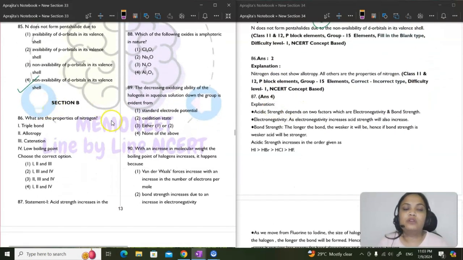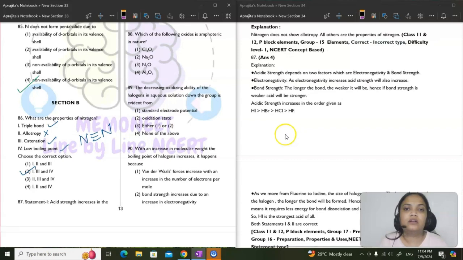Now let's move on to section B, which says what are the properties of nitrogen. Now again nitrogen, it forms a triple bond, students. This is true. Nitrogen में triple bond is there. All right. It shows the property of catenation and it has low boiling point, but it does not show the property of allotropy. So it means 1, 3 and 4 are correct. Okay. It does not exist in different forms, means it is not showing allotropy. Otherwise, all the other properties are there.